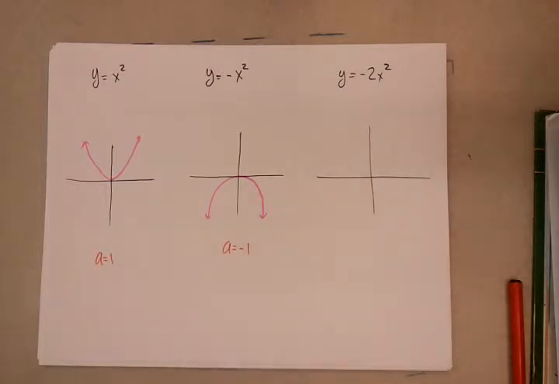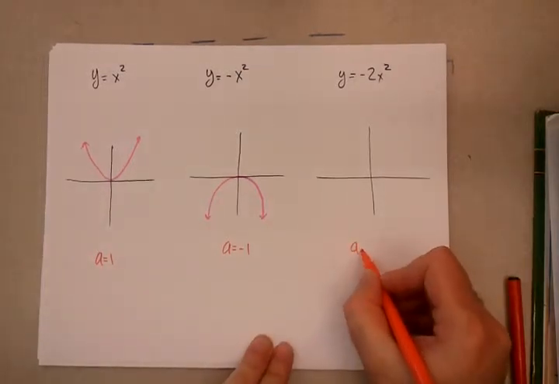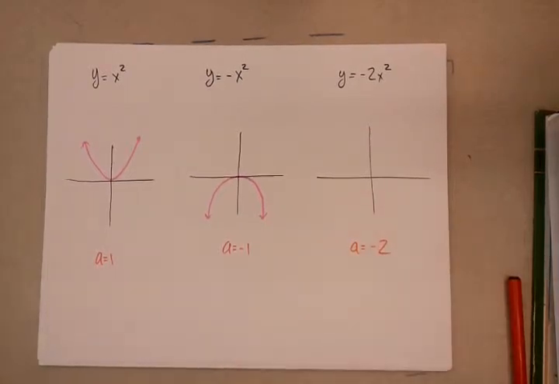So if we look at the last problem where a equals negative 2, we have a negative 2 in front of the x squared, two things happen to the parabola.